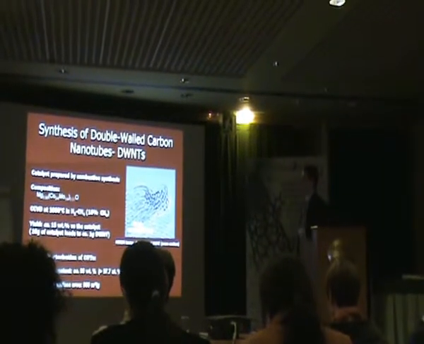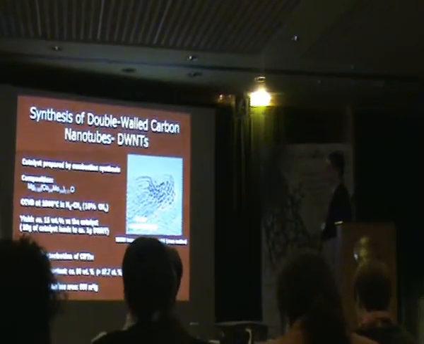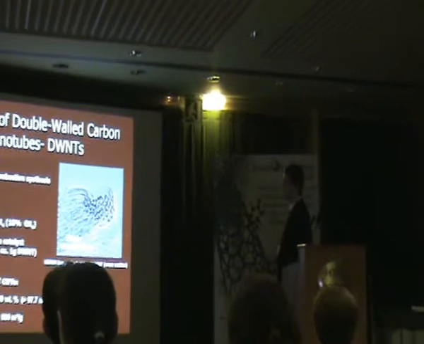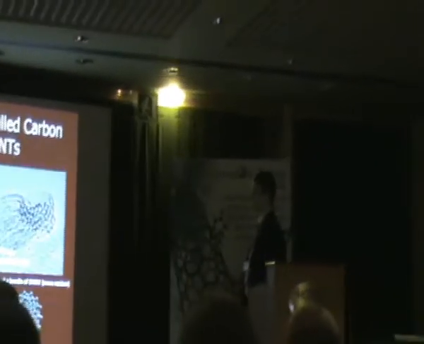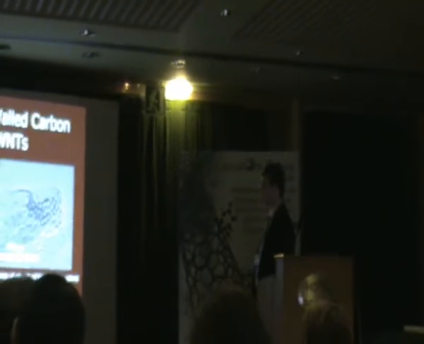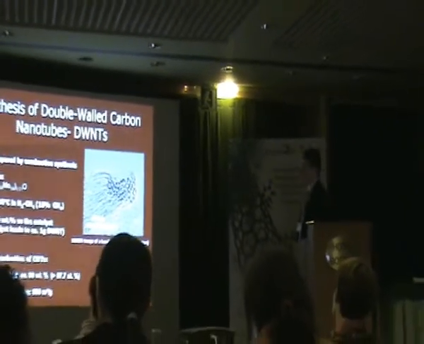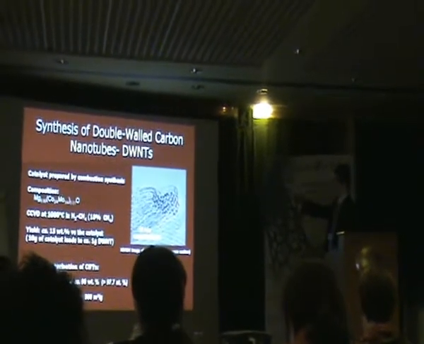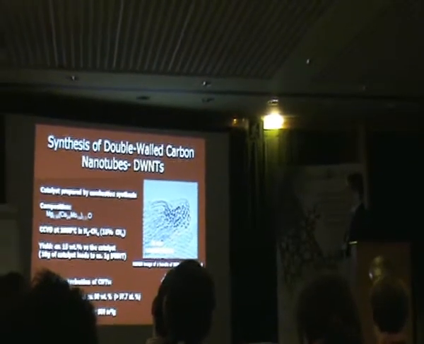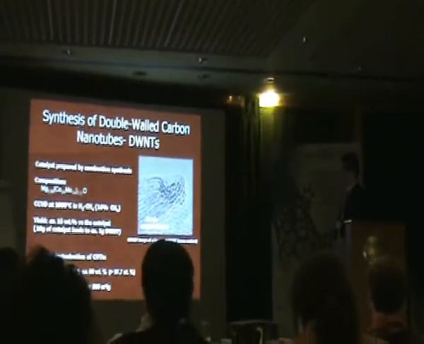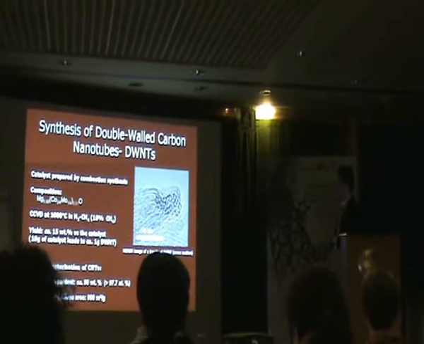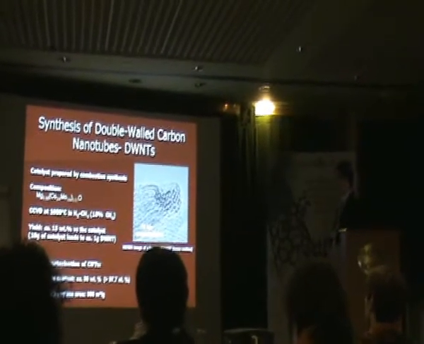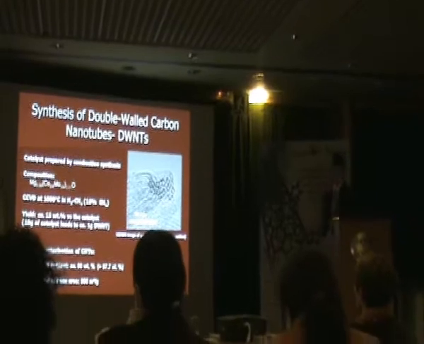For synthesis, we use a catalyst prepared by combustion synthesis and CCVD in these conditions. As a characterization of our carbon nanotubes, we have about 90% carbon content. On these pictures, we can see a cross-section of our double-wall carbon nanotubes. It's actually pictures of some bundle of double-wall carbon nanotubes. And also, we can see a model of the structure of double-wall carbon nanotubes.